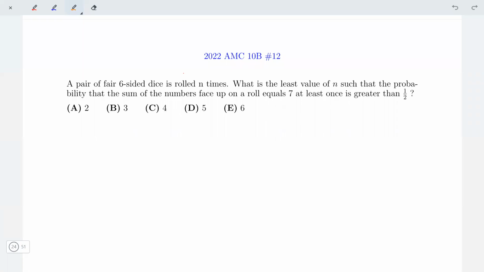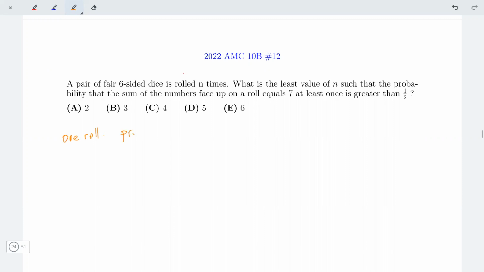A pair of fair six-sided dice is rolled n times. What is the least value of n such that the probability that the sum of the numbers face up on a roll equals 7 at least once is greater than 1/2? But let's see what happens in one roll of this pair.